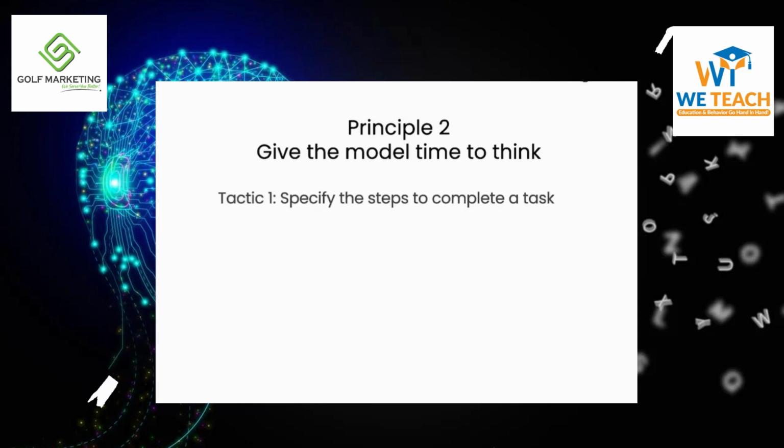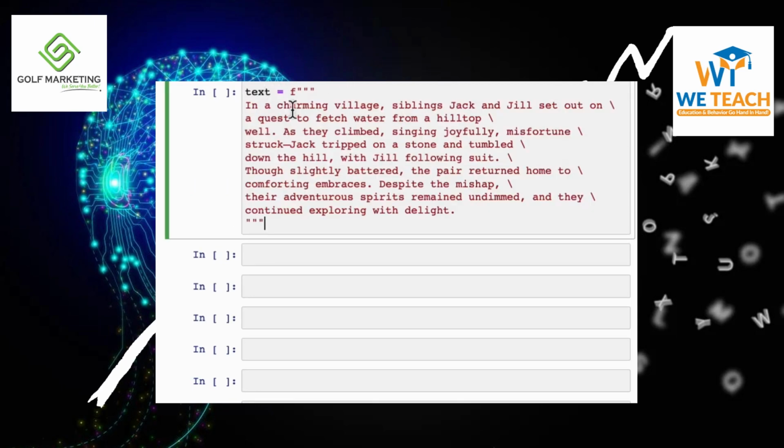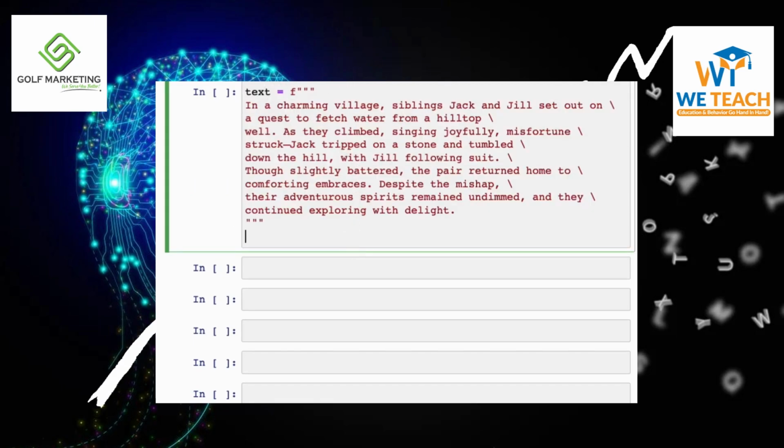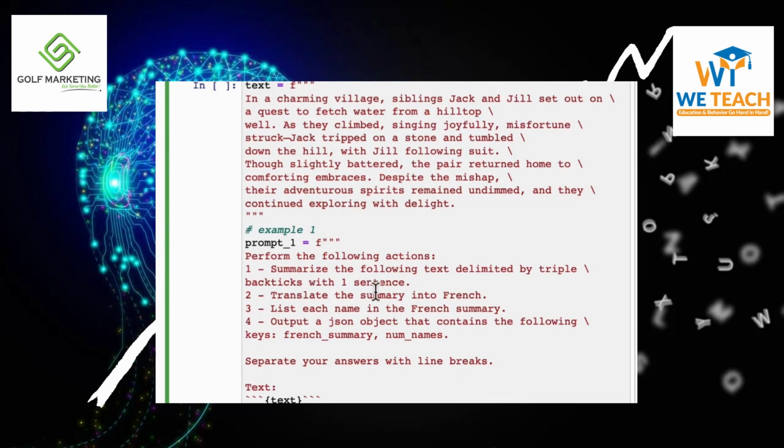Our first tactic is to specify the steps required to complete a task. So first, let me copy over a paragraph. And in this paragraph, we just have a description of the story of Jack and Jill. Okay, now I'll copy over a prompt. So in this prompt, the instructions are: perform the following actions. First, summarize the following text delimited by triple backticks with one sentence.